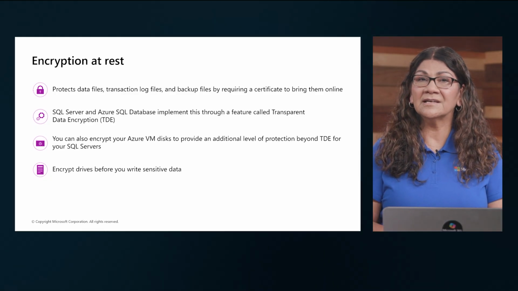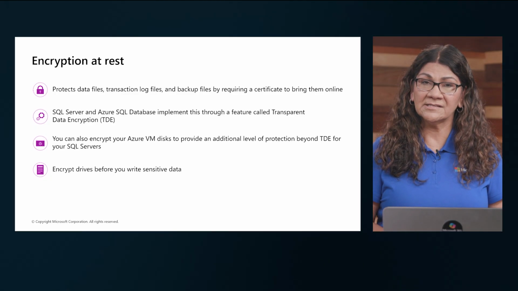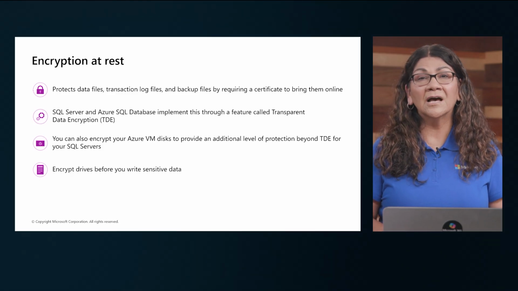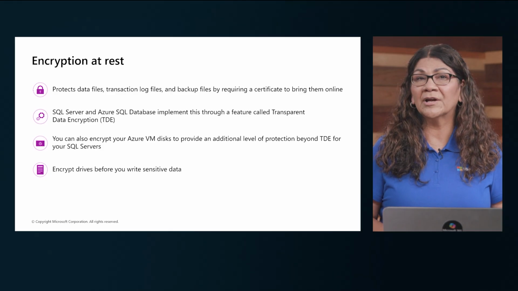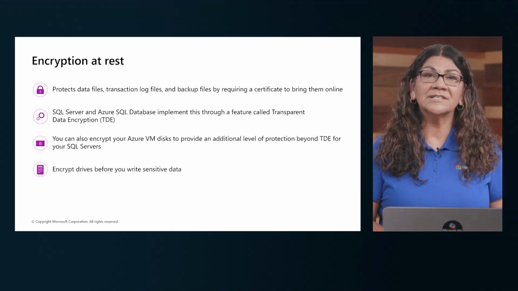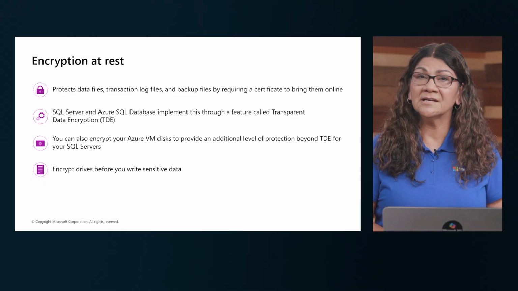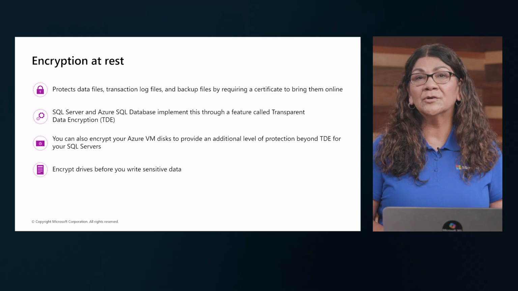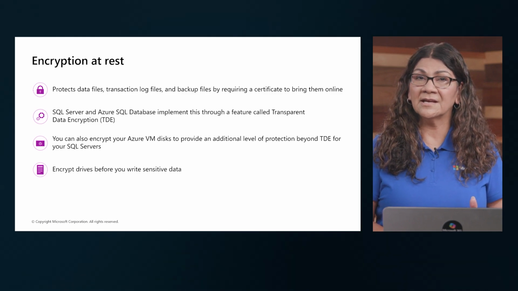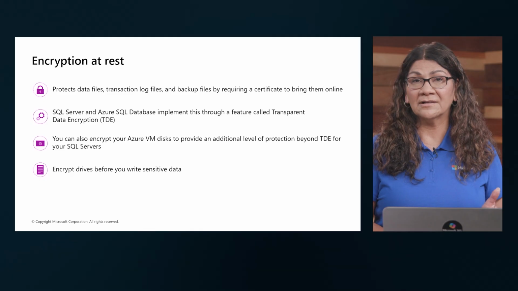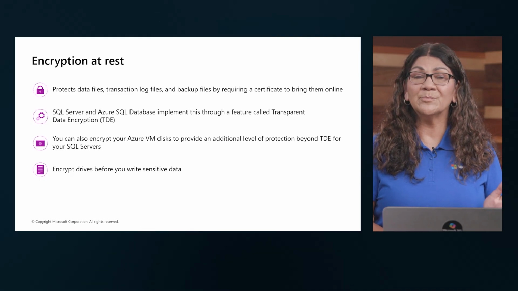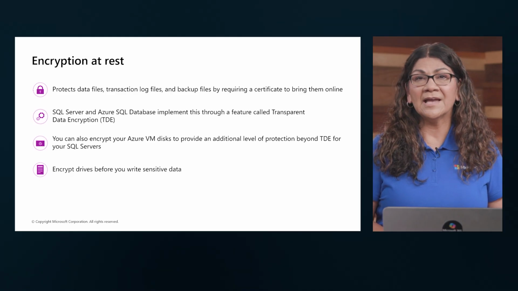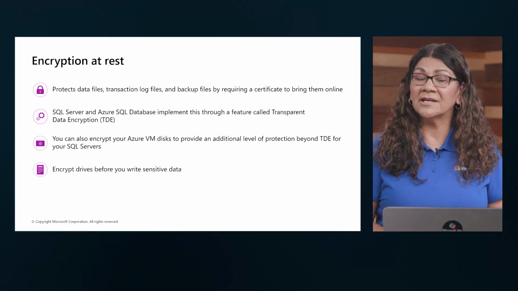Encryption at rest is a vital security practice that ensures data stored on physical media remains unreadable without the appropriate keys or certificates, protecting it from unauthorized access. Here we see some key concepts regarding encryption at rest, focusing on what it can protect. It can encrypt data files, transaction logs, and backups, but it will require a certificate to access them and keep them secure when they're not in use.